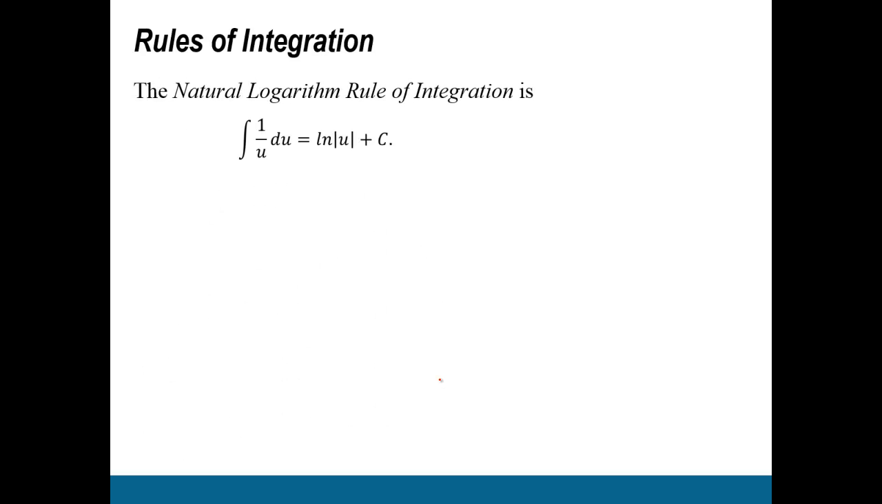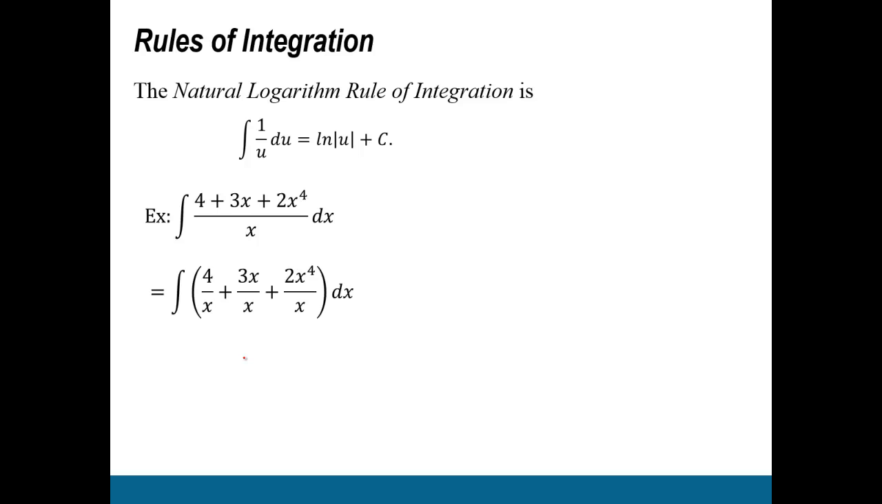Next, we'll look at the natural logarithm rule of integration, which says that the integral of 1 divided by u du is equal to the natural log of the absolute value of u plus the arbitrary constant. In this example, we'll integrate 4 plus 3x plus 2x to the fourth, quantity divided by x dx. Before we integrate, we'll simplify by using the divide by monomial formula from algebra. So we'll treat the denominator as a denominator of every term in the numerator.